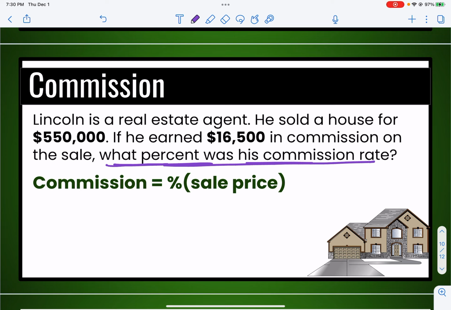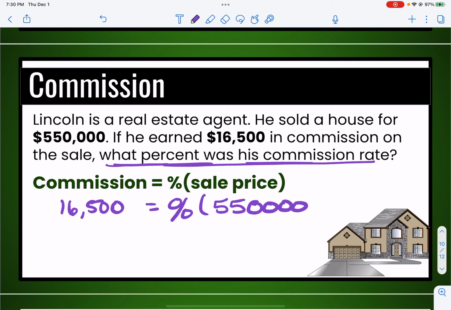So I know the commission is $16,500. I don't know the percent. I'm just going to leave the percent there as my symbol, my variable. You could use a P if you want or whatever, but I'm just going to leave it there as my variable. And I know this house that Lincoln sold was $550,000. Okay. And again, I'm just going to ignore the comma because there is no comma on your calculator.